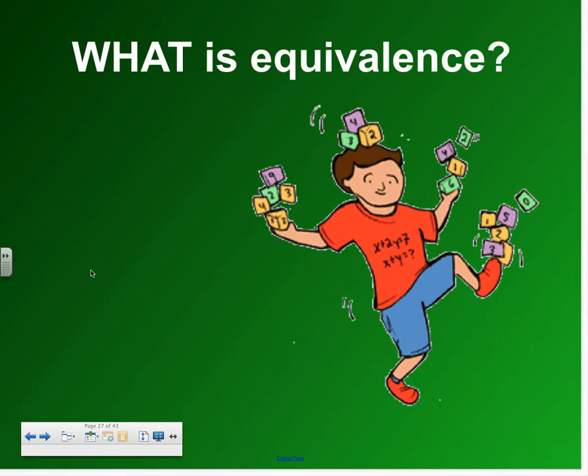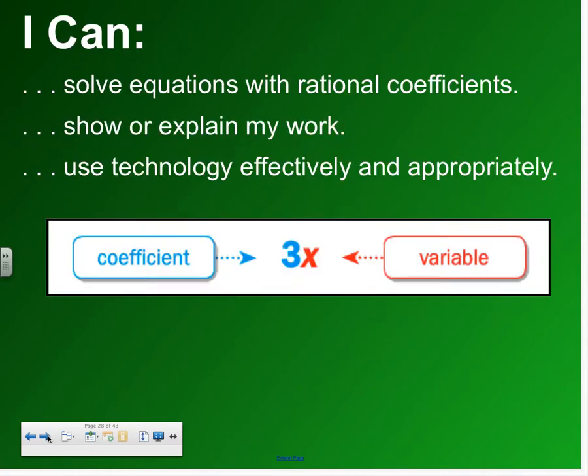Okay, the big idea for today is what is equivalence. It is the idea that we're working on for Chapter 2. A lot of it is going to be solving equations. The I can statements, we have 3 of them. The first one is the most important. I can solve equations with rational coefficients.